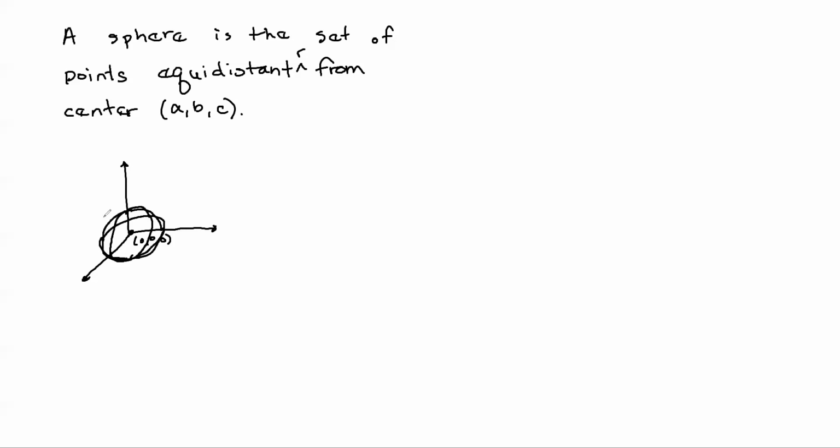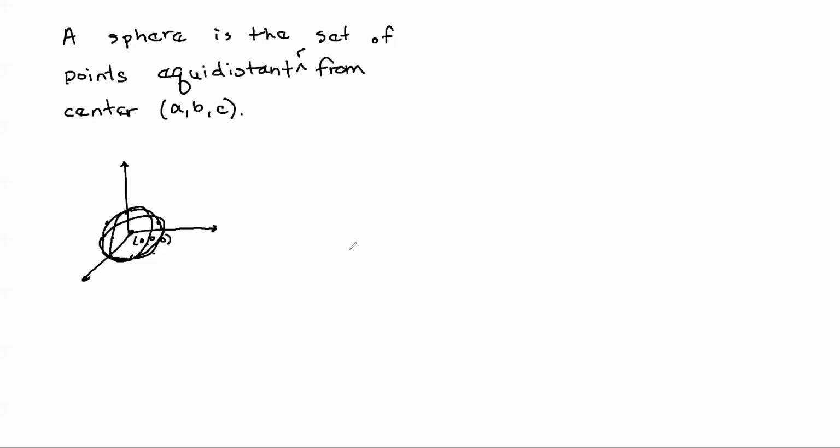All right, and the idea is that if you picked any point on the edge of the sphere, any point at all, you pick this point or this point or this point or this point down here, if you calculated the distance between that point and the center, you'd get R, you'd get the radius. Okay, so that is what a sphere is. It's the set of points that are all distance R from the center.